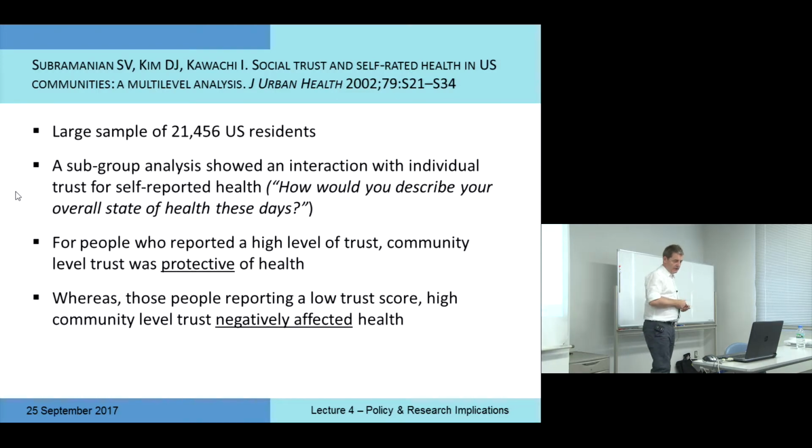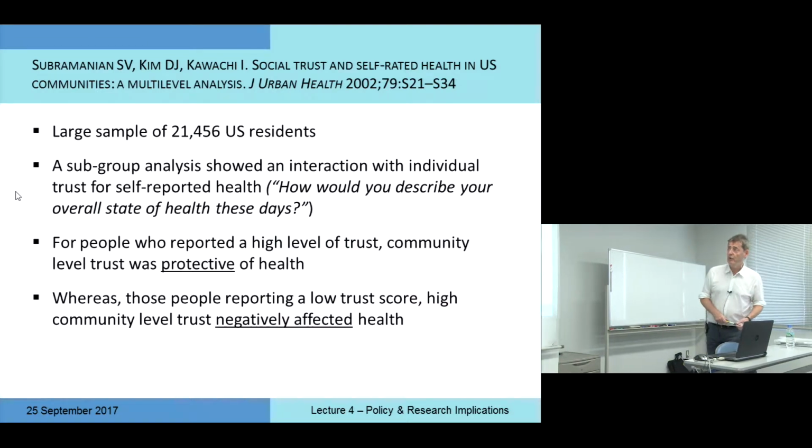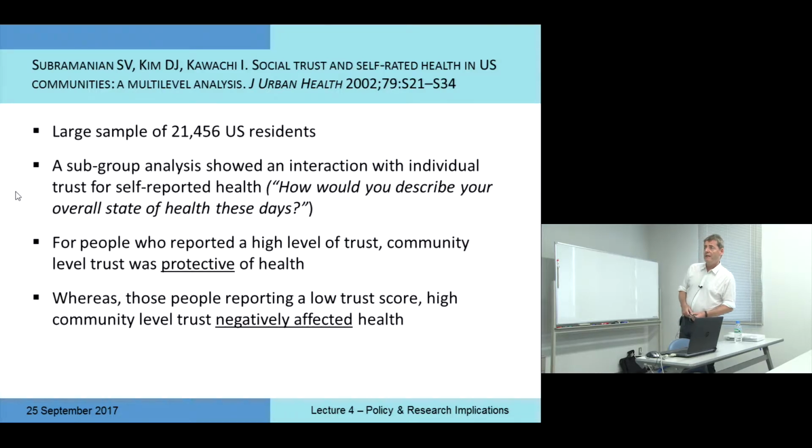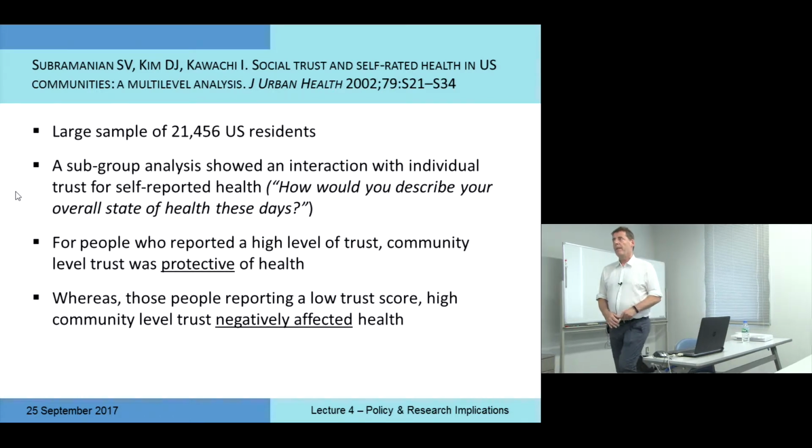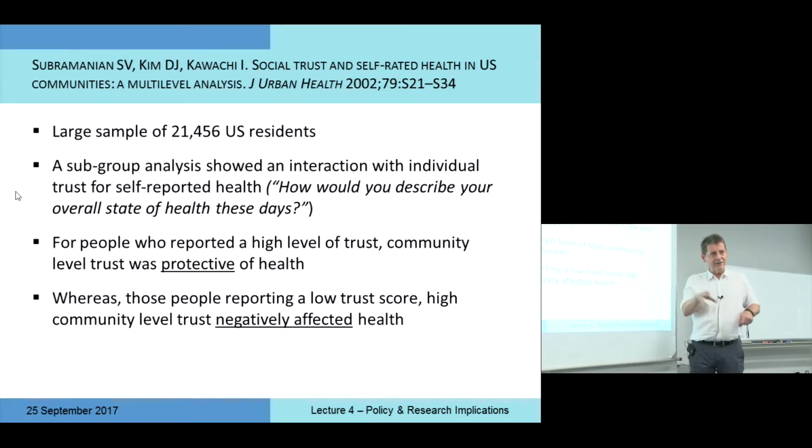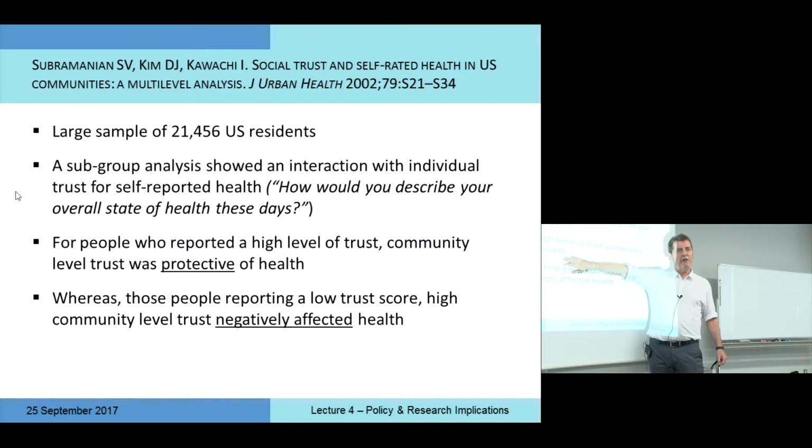There was this study, another large sample, again, another survey done for another purpose, of 21,000 residents. And a subgroup analysis showed an interaction with individual trust for self-reported health. So, the self-reported health was this: how would you describe your overall state of health these days? For people who reported a high level of trust, the community level trust, so that's the sort of aggregate of individual trust, the community level trust was protective of their health.